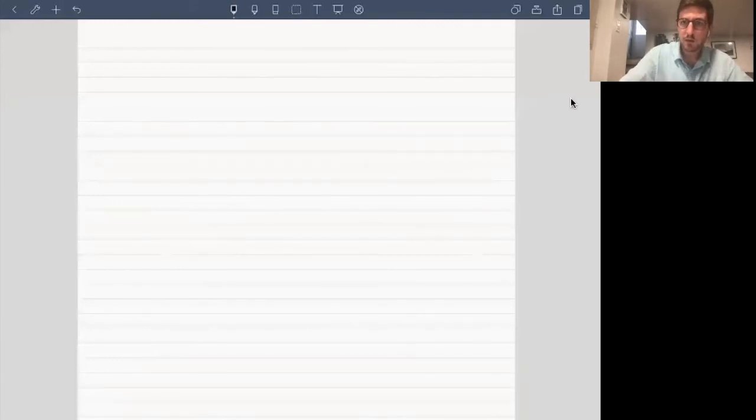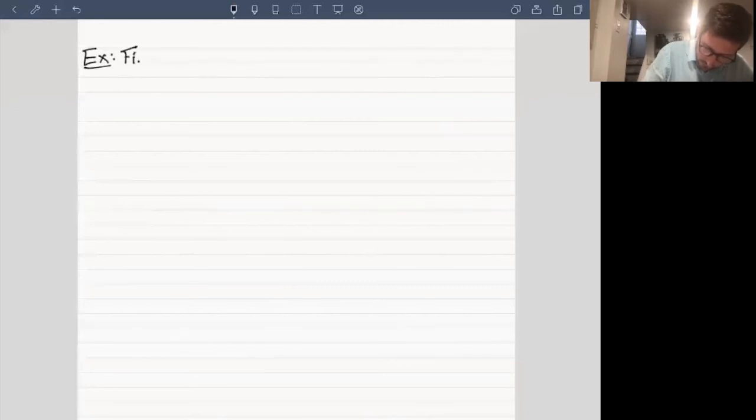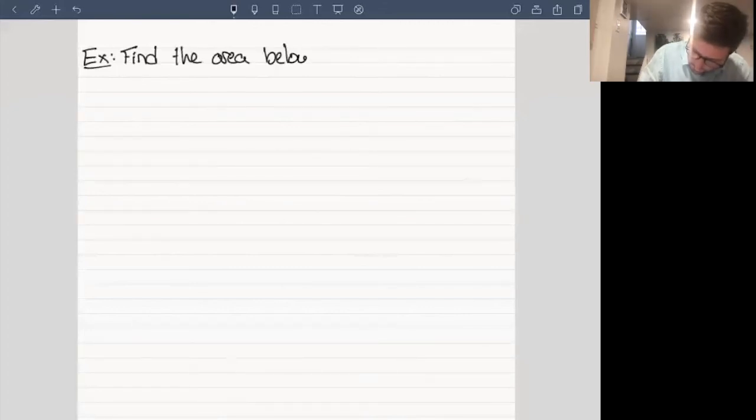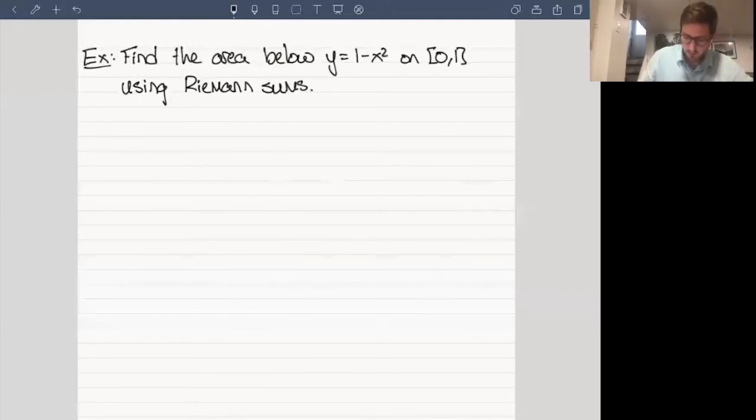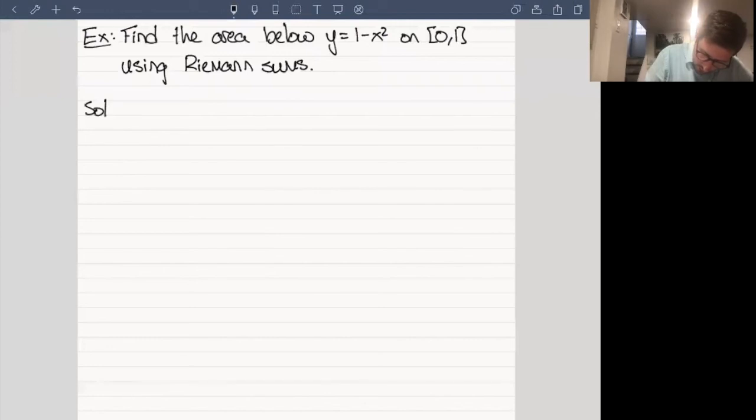Okay, so let's conclude this section with a simple example. Let's go back to where we started, and let's ask ourselves to find the area below y equals 1 minus x squared on 0 to 1 using Riemann sums. So how are we going to do this? Well, we're going to use that same idea where we have these finite number of rectangles. And so let's set it up first.